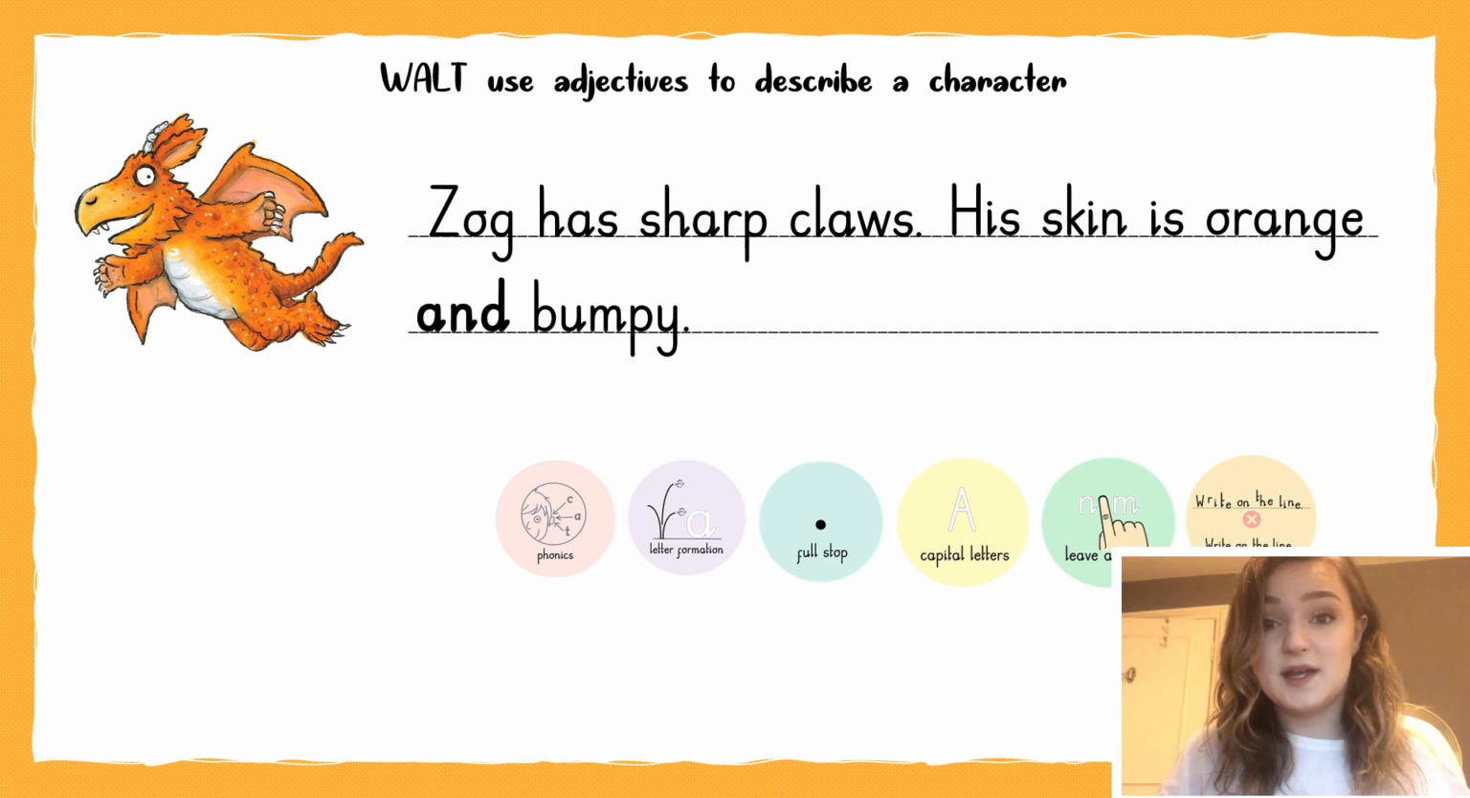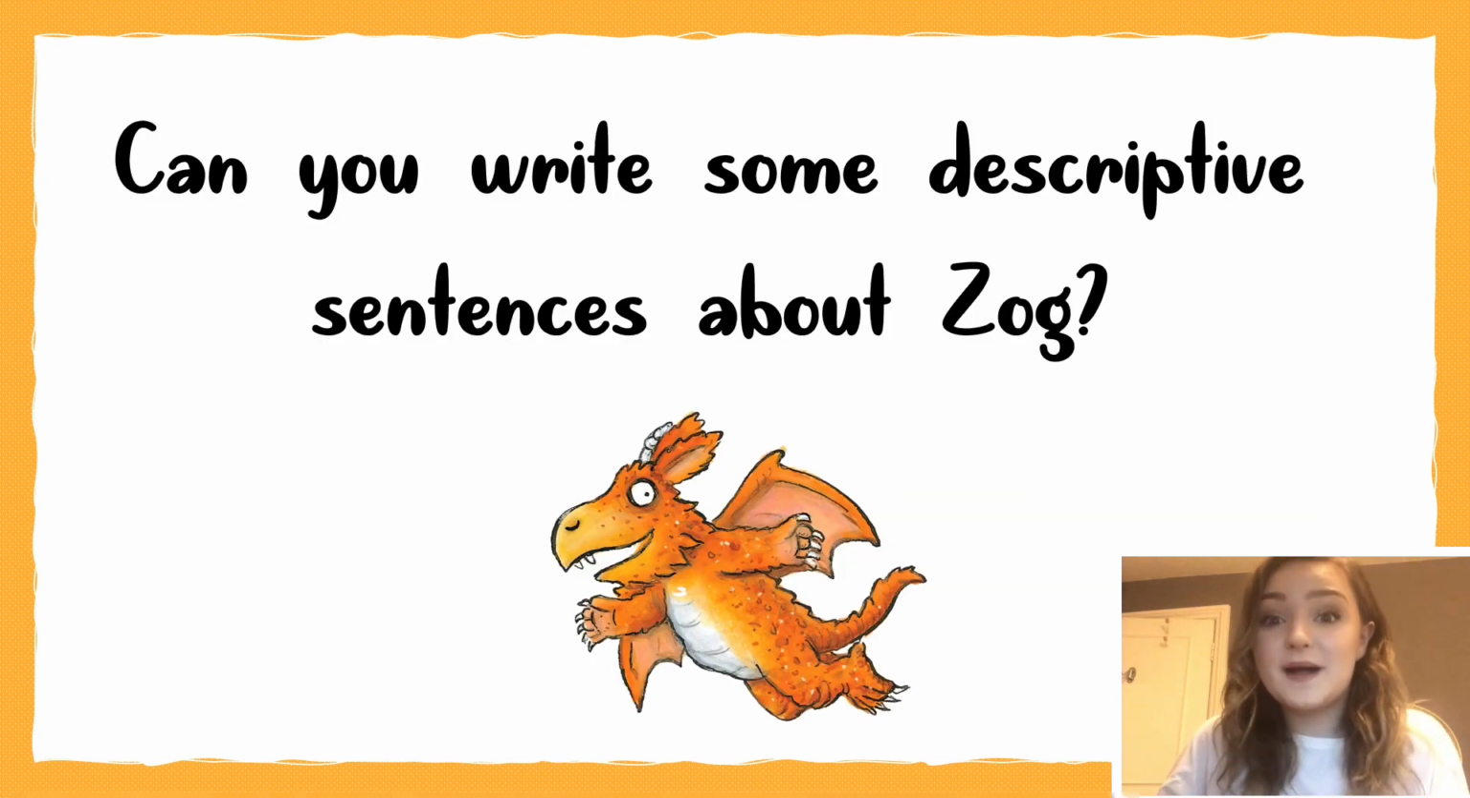Now it's your turn. Have a go. Look at your adjectives that you came up with and see if you can write some super sentences about Zog, making sure to describe and add detail with your super adjectives. Well done, everyone. I can't wait to see the work that you do.